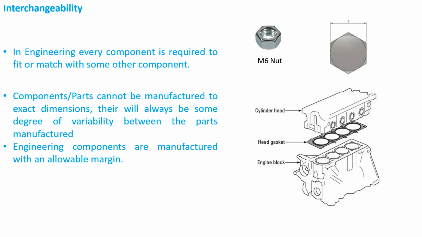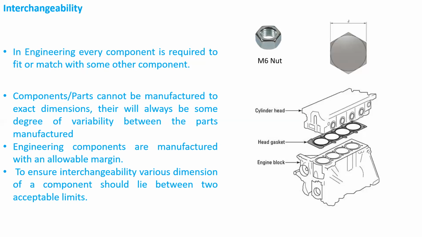In fact, engineering components are manufactured with an allowable margin. So if we take the example of cylinder head and we measure different dimensions of 10 different cylinder heads of the same make, we will notice that there will be slight variations in the dimensions. But these variations will lie within an allowable margin. And as long as the cylinder heads are manufactured within that allowable margin, they will perform the intended function smoothly and properly. To ensure interchangeability, various dimensions of a component should lie between 2 acceptable limits.